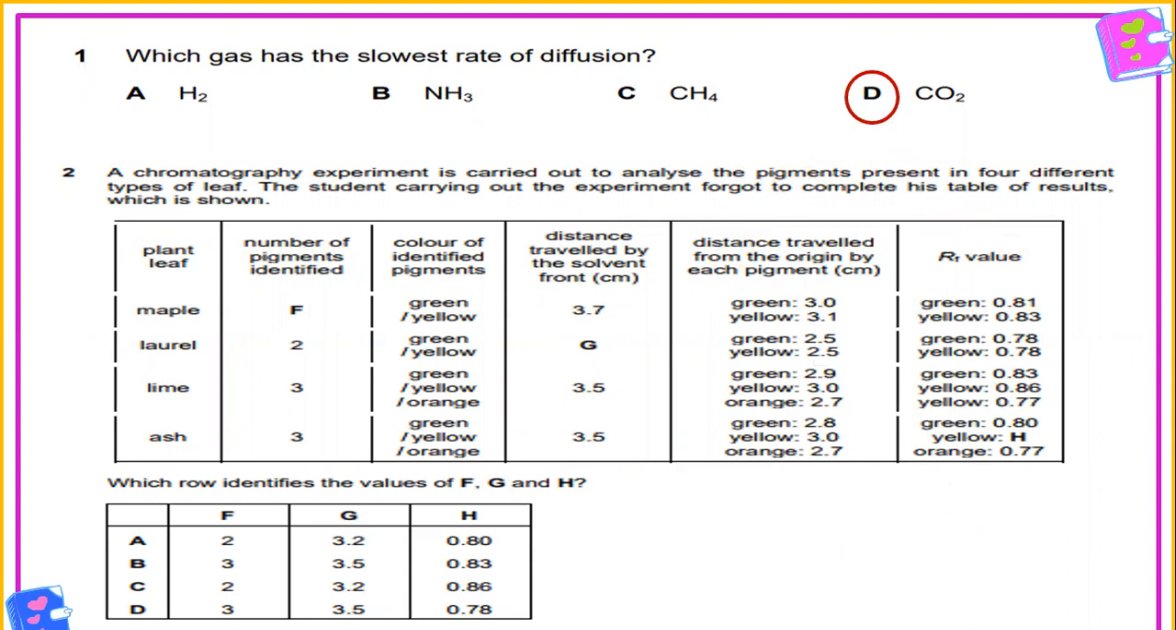A chromatography experiment is carried out to analyze the pigments present in 4 different types of leaf. The student carrying out the experiment forgot to complete his table of results, which is shown. Based on the answer given, the number of pigments identified for F would be 2, and the distance traveled by the solvent front in centimeters, G, will be 3.2, and the Rf value will be 0.8, 0.86. So the answer will be C.